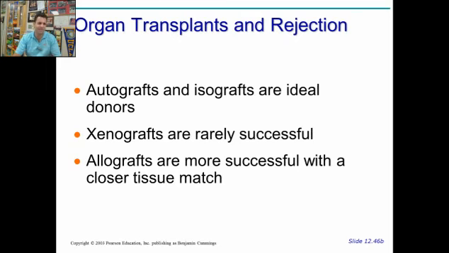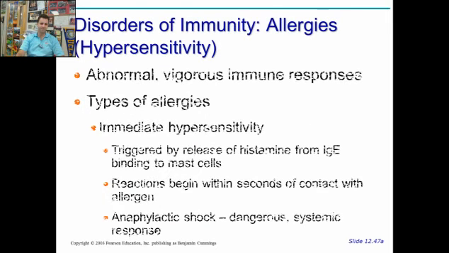Now, as you might imagine, autografts and isografts are the ideal because there's less chance of rejection, and xenografts are almost never successful, although sometimes they still try and for research purposes. And then allografts, you have to go through a whole series of steps to identify and confirm that the set matches, that the organ matches the recipient.